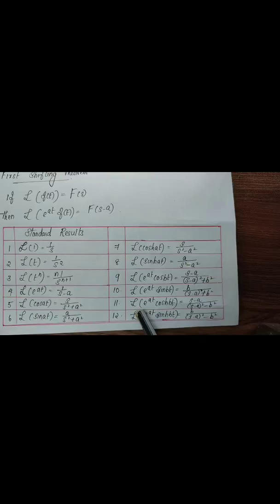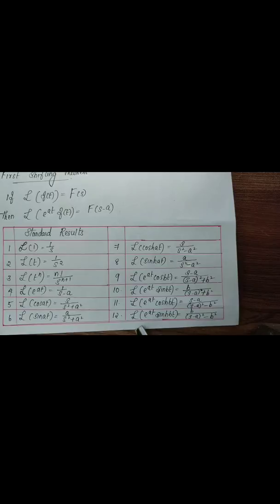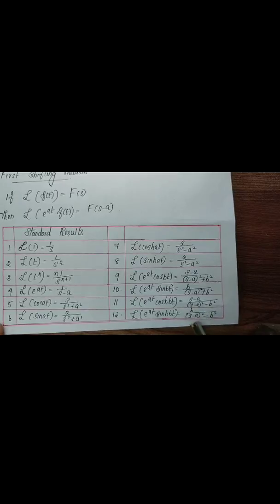And the 11th one, Laplace transform of e raised to at into cos h bt equal to s minus a divided by s minus a the whole square minus b square. And the last one, Laplace transform of e raised to at into sin h bt equal to b divided by s minus a the whole square minus b square.